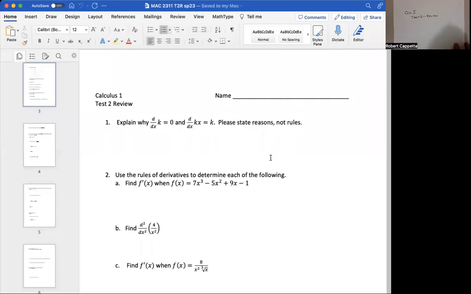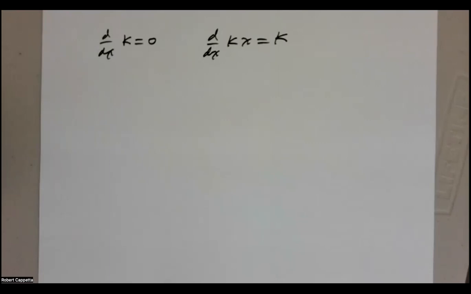So this is a Calc 1 Test 2 review discussion. And you can see our first question on the computer screen there is, explain why the derivative with respect to x of k is 0, but the derivative with respect to x of kx is k. So how do we answer that? What's our key idea here?